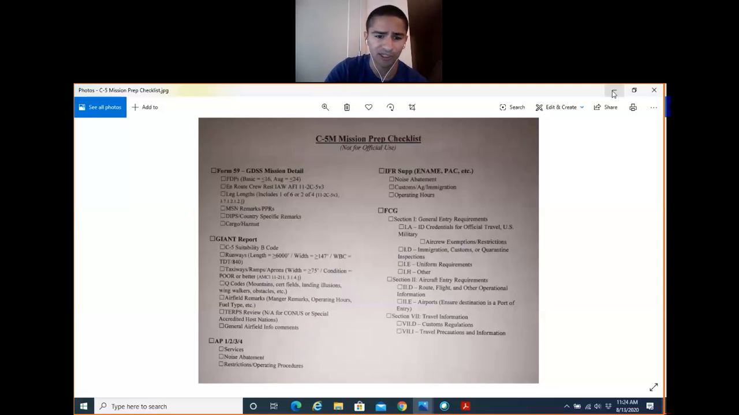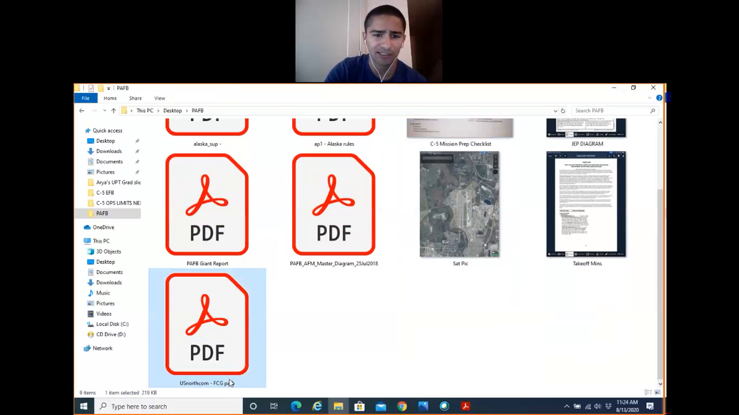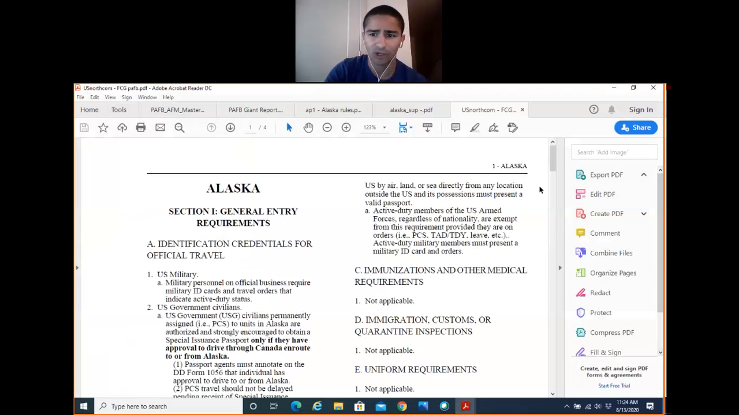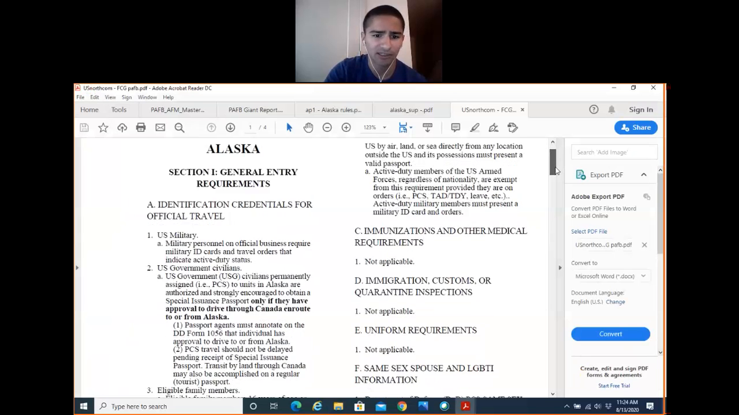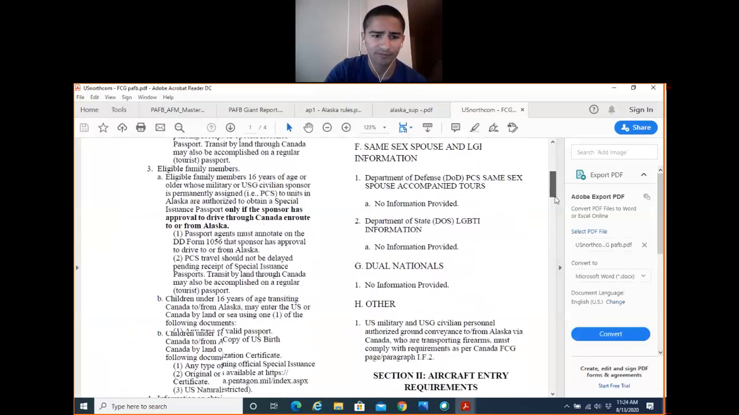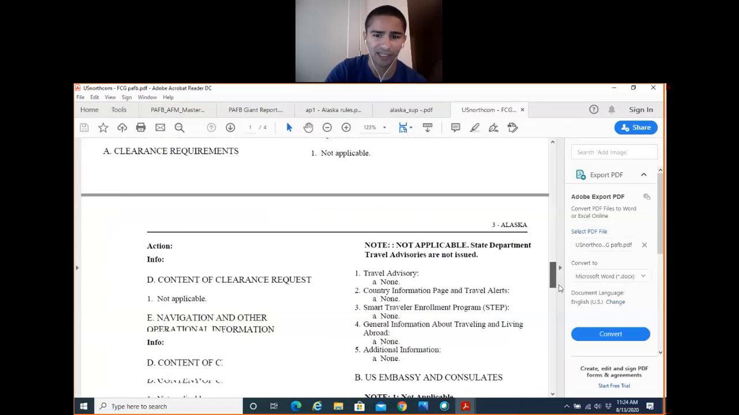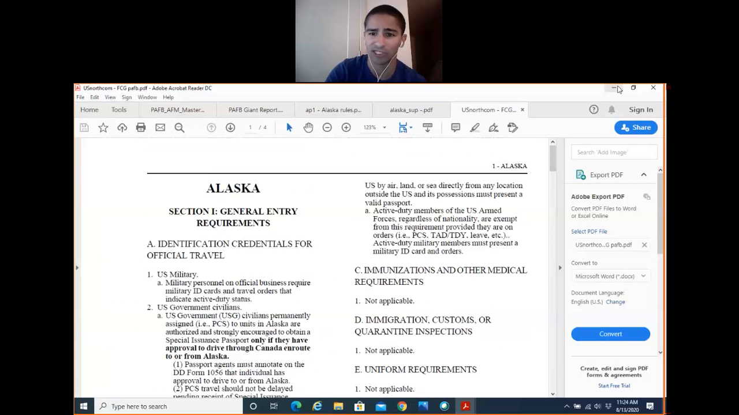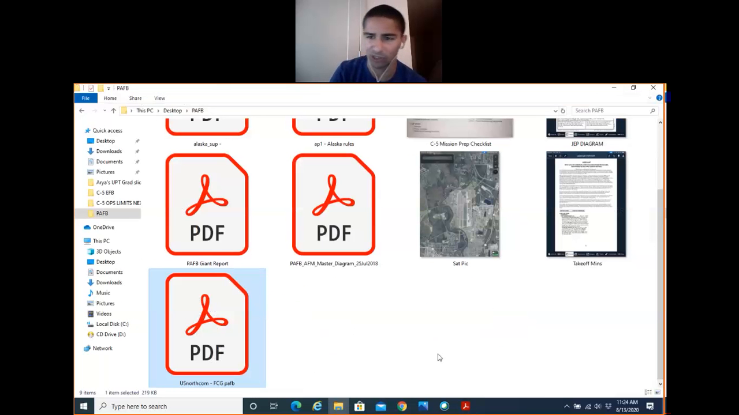So you'll be looking at the foreign clearance guide. This one here for Alaska. Let's open it up. Talking about general entry requirements, and not expecting anything here to be highlighted going US to US, but with foreign countries, and especially the weirder they are, you definitely want to take a look at that as well with your mission planning.